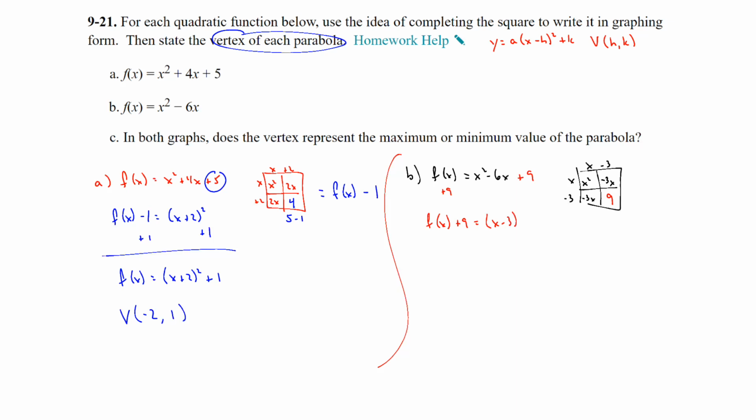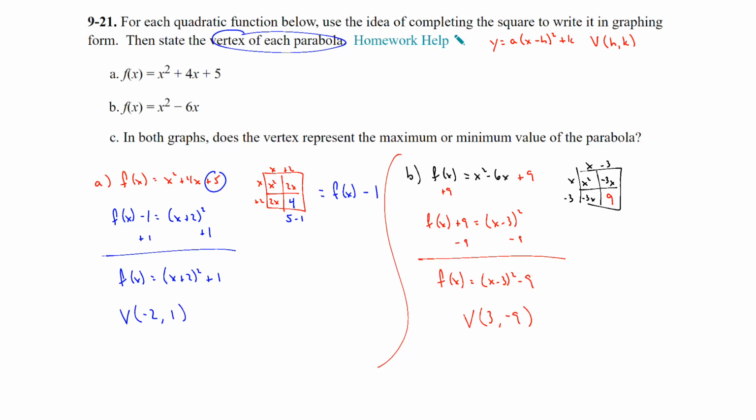now we're going to write this as length times width, so that's x minus 3 squared. And now we can subtract the 9 to get f of x by itself. So f of x is equal to x minus 3 squared minus 9. And the vertex on this one, since it's x minus 3, that's a positive 3, and then minus 9 would be a negative 9. So 3, negative 9 is your vertex for that one.